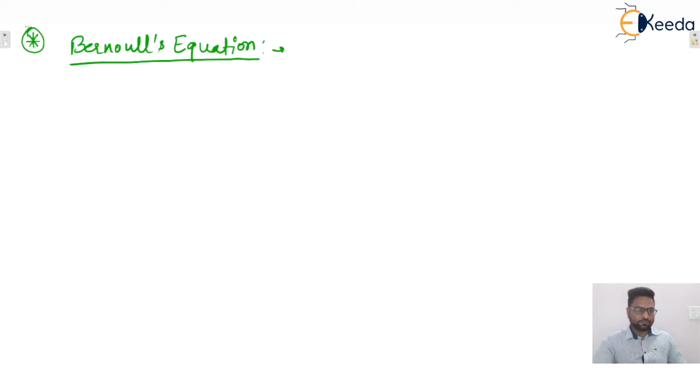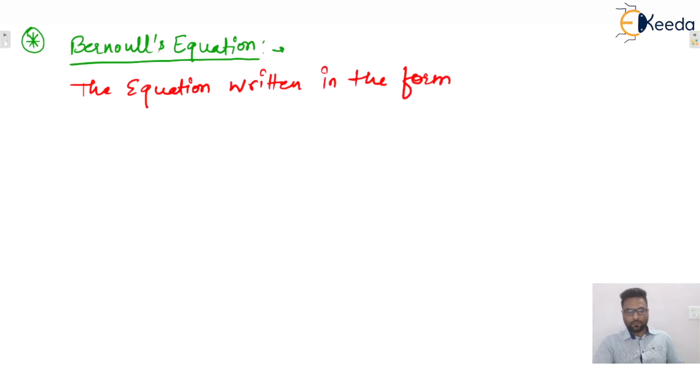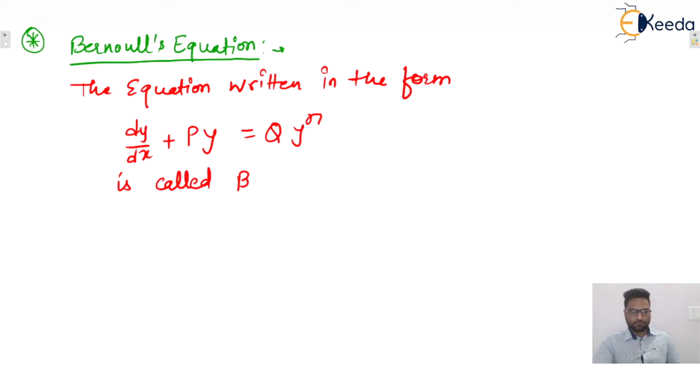So guys, we can say that the equation written in the form dy by dx plus py equals to q into y raised to power n is called Bernoulli's equation. Here P and Q are what?